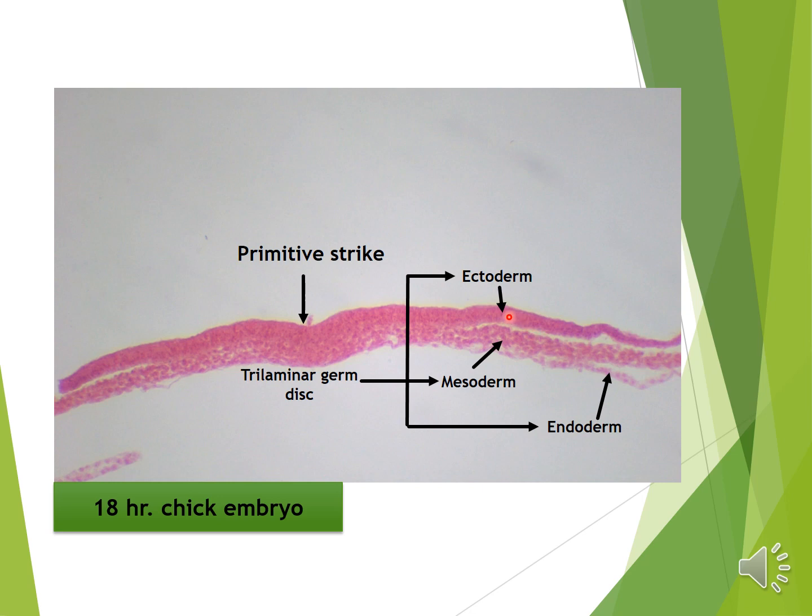The lateral view shows ectoderm, mesoderm, and endoderm. This is the trilaminar germ disk. The trilaminar germ disk consists of the ectoderm, mesoderm, and endoderm.